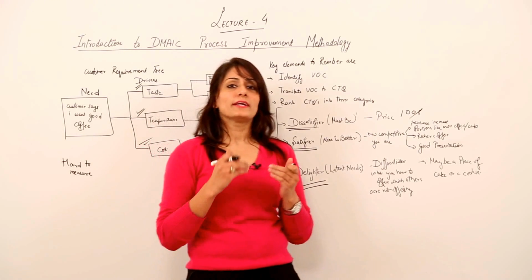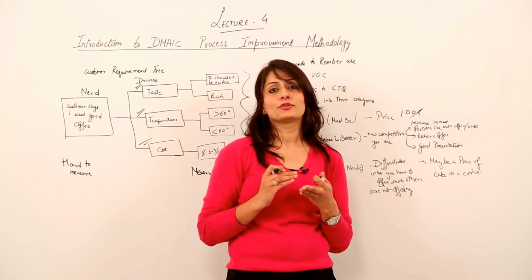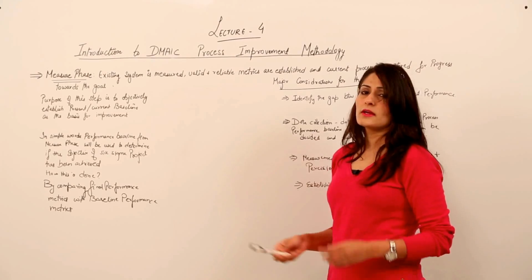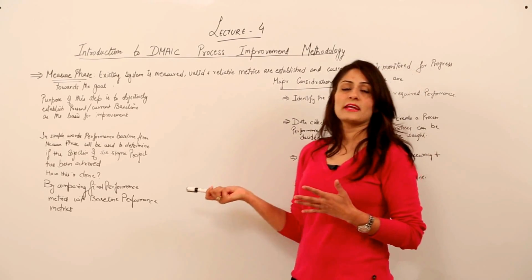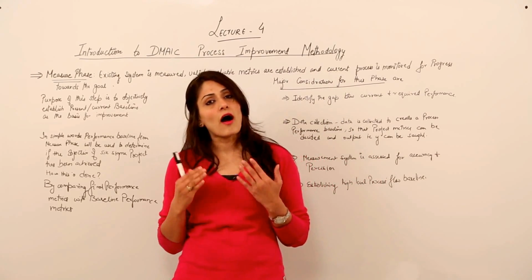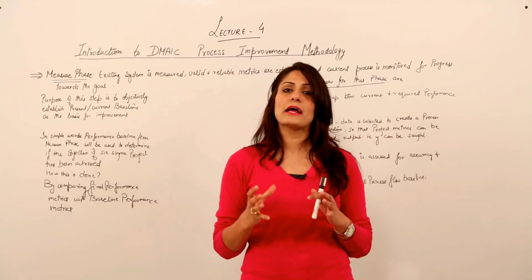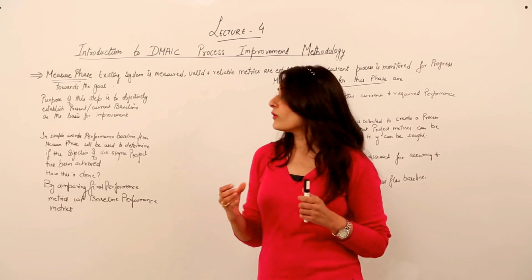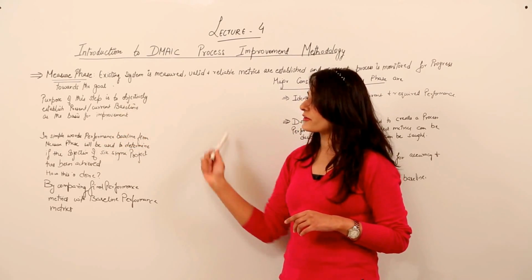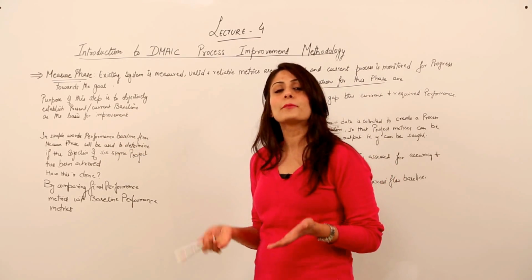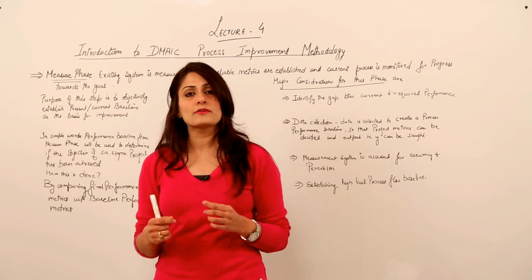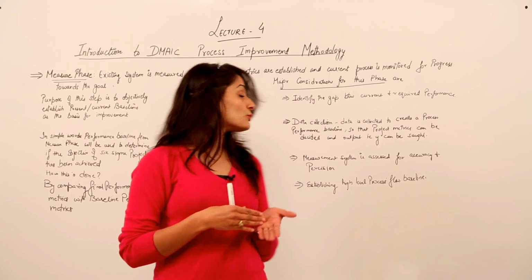So now we know how we should gather VOC and convert it into a CTQ, and these are two very important concepts of the define phase. Let's start with the measure phase. In this phase, the existing system is measured, valid and reliable metrics are established, and the current process is measured for progress towards the goal. So the purpose of this step is to objectively establish the present or current baseline as the basis for improvement. I will give you a very simple example so that you can understand for what reason the measure phase is used, right?